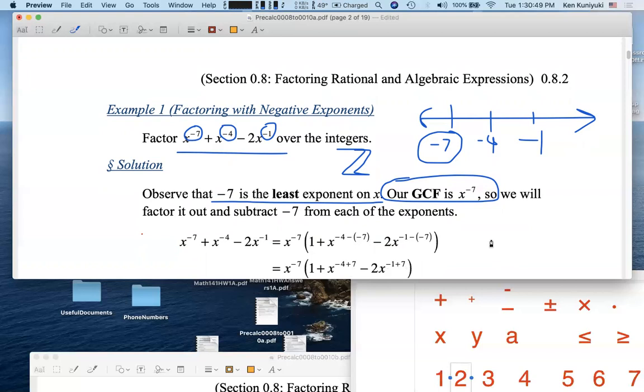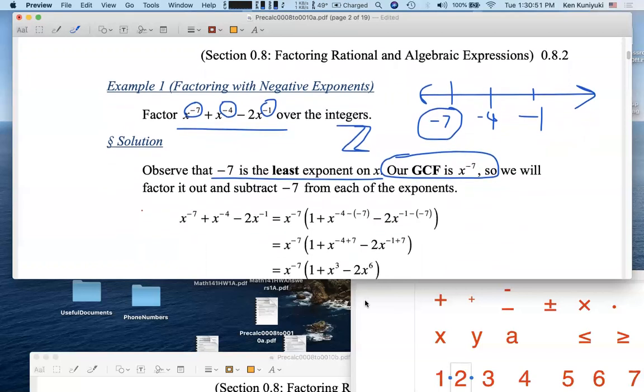Then let's simplify the exponents. We have x to the negative 7. And don't forget the equal sign, by the way. A lot of students forget that. We're writing down equivalent expressions. We have x to the negative 7 times the quantity, or the factor, 1 plus x to the, well, negative 4 plus 7 is 3, minus 2x to the negative 1 plus 7 is 6.